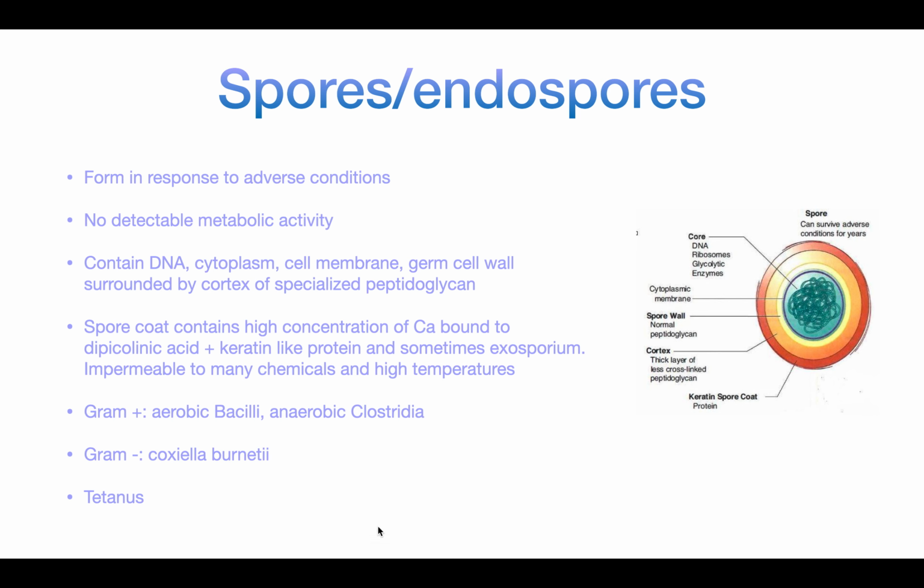What bacteria use it? The gram-positive bacteria, which are the aerobic bacilli, of course, because it's in the environment with oxygen. Oxygen is generally toxic, along with anaerobic Clostridia. Gram-negative is going to be the Coxiella burnetii, and it's also in the tetanus bacteria, which is why when there is a cut in the skin, tetanus is able to come in and infect, and more importantly, the spore allows the tetanus to live in the ground.